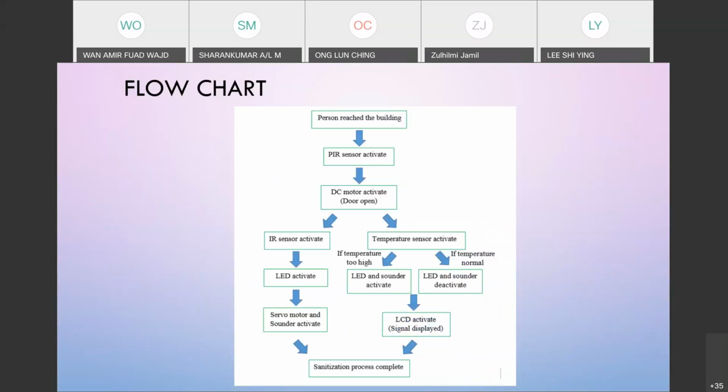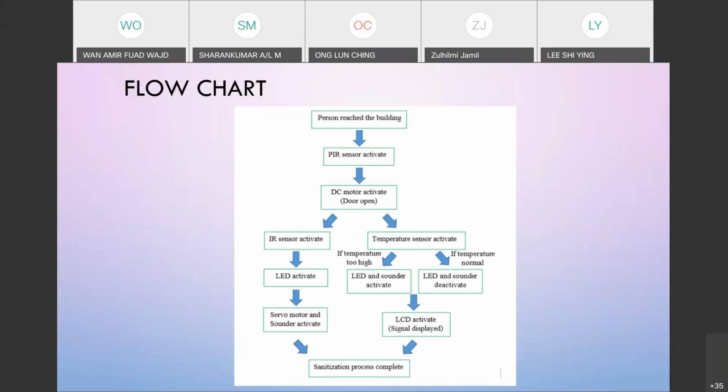Good afternoon, Doctor. I'm Ong Lun Ching. So this is the flowchart of our project. In this project, the smart home sanitizer is proposed to be installed at the entrance of a house. The invention will sanitize the person at regular intervals so that the spread of highly contagious virus diseases is reduced to a greater extent.